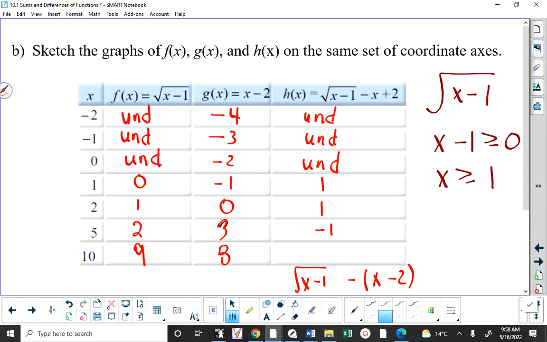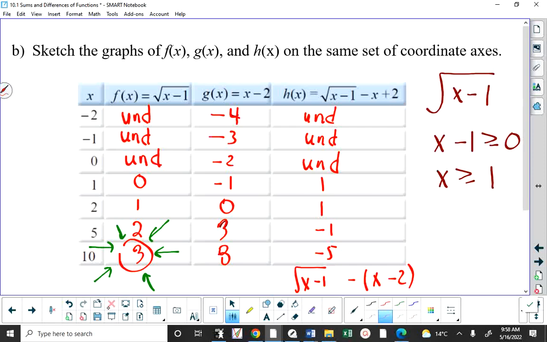Did I write something down wrong here? Just a second here. 2 minus 3 is negative 1. That should be 3, shouldn't it? Not 9. Square root of 9. That should be a 3. Three minus 8 is negative 5. We good?